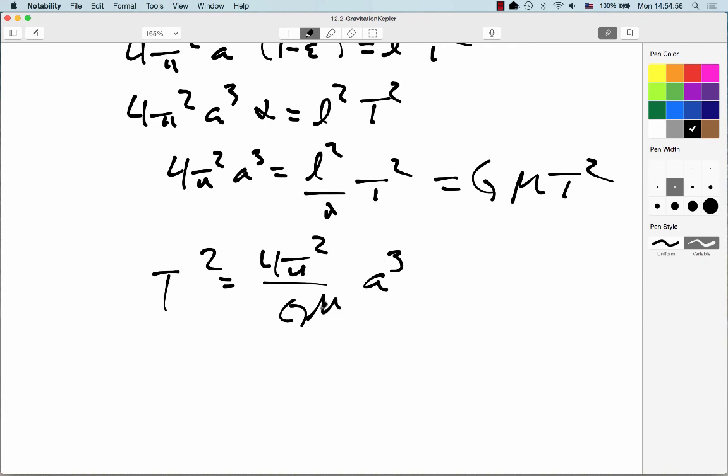Fun little side note, this is how you actually weigh planets: you look at things orbiting them and deduce the mass of the thing you orbit. Okay, coming up, we will go and start to take a look at the energetics. Then we will treat the case of nearly circular orbits and scattering.